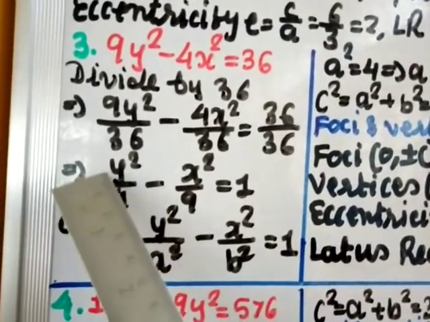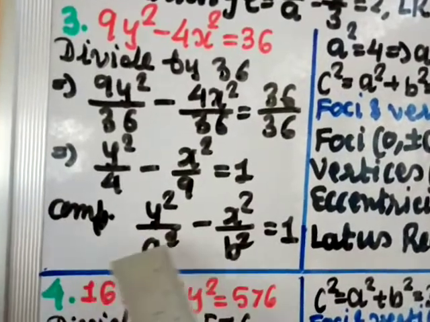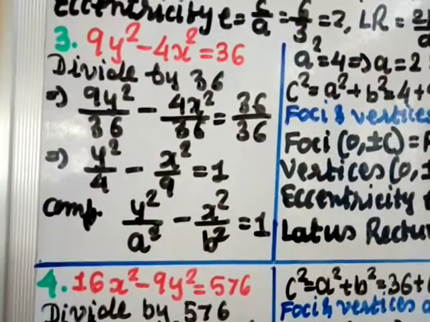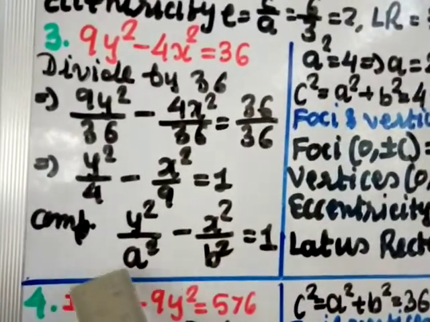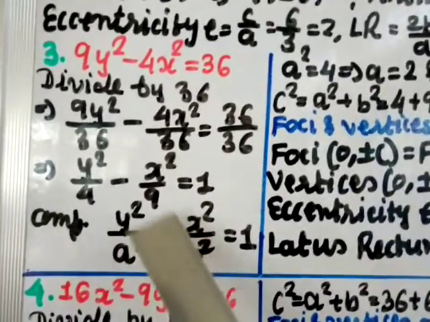Now here also denominator of y square is positive. So we'll compare this with y square by a square minus x square by b square equal to 1. And here the foci and the vertices will be on the y-axis. Okay. So a square value is 4. Take a square root, so a value is 2. And b square value is 9.